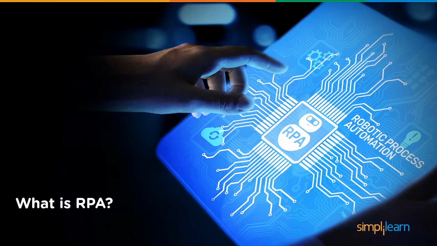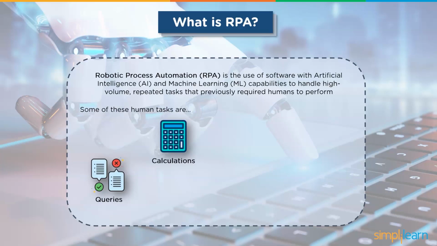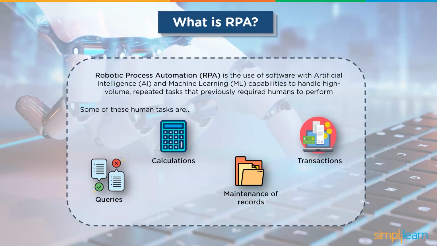So what is RPA? Robotic process automation is the use of software with artificial intelligence and machine learning capabilities to handle high-volume repeated tasks that previously required humans to perform. Now, some of these tasks could include addressing queries, making calculations, maintaining records, or even making transactions.